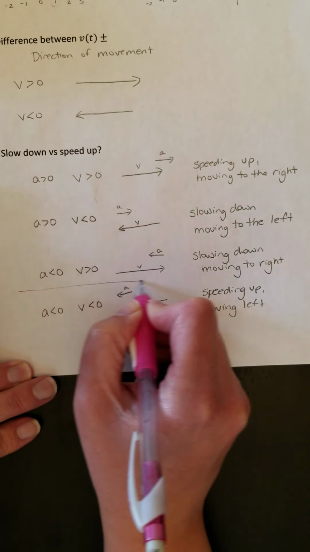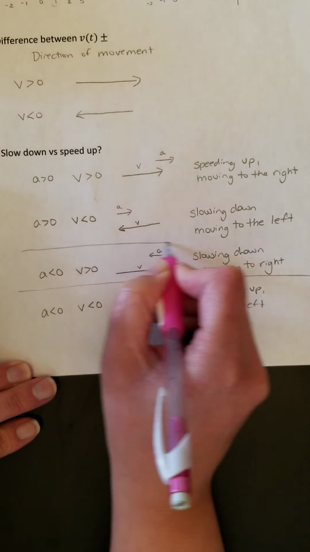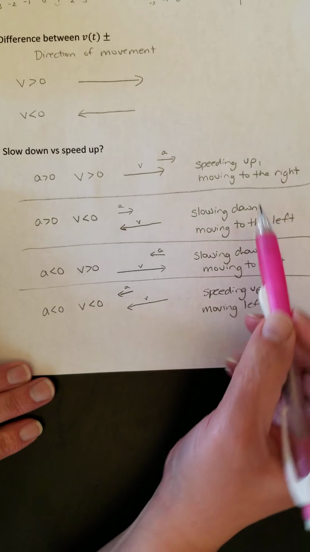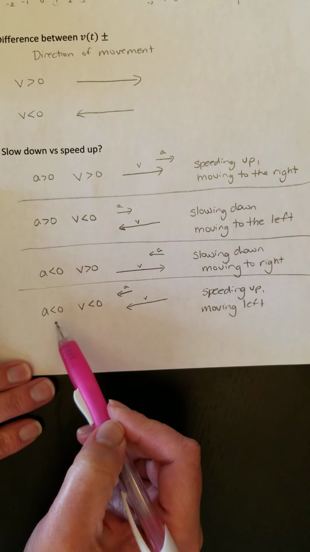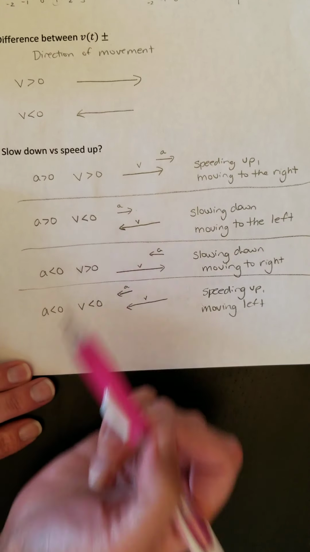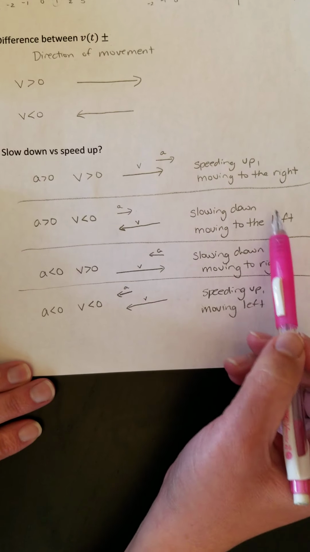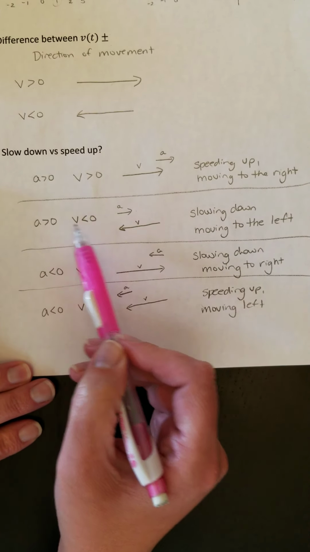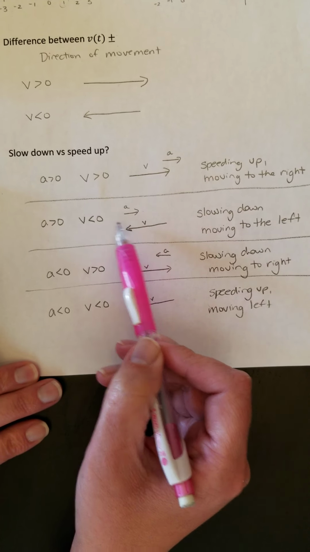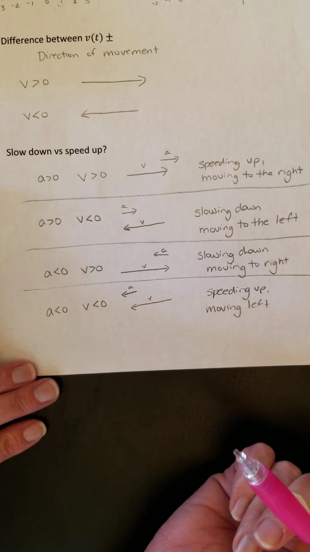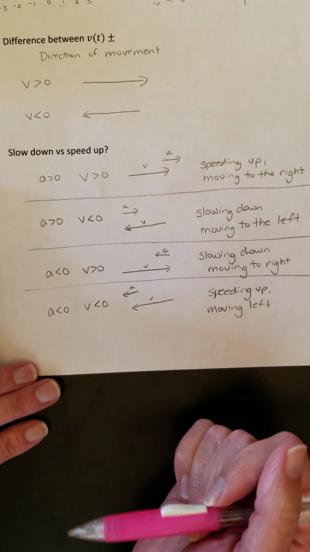So that's the 4 different cases. And if you look at which ones have speeding up, it's when the signs of the velocity and acceleration match, when they're both positive or both negative. And which ones have slowing down, that's when the signs are different. When your velocity and acceleration are going in different directions, you're going to get a smaller magnitude of the subsequent velocities.